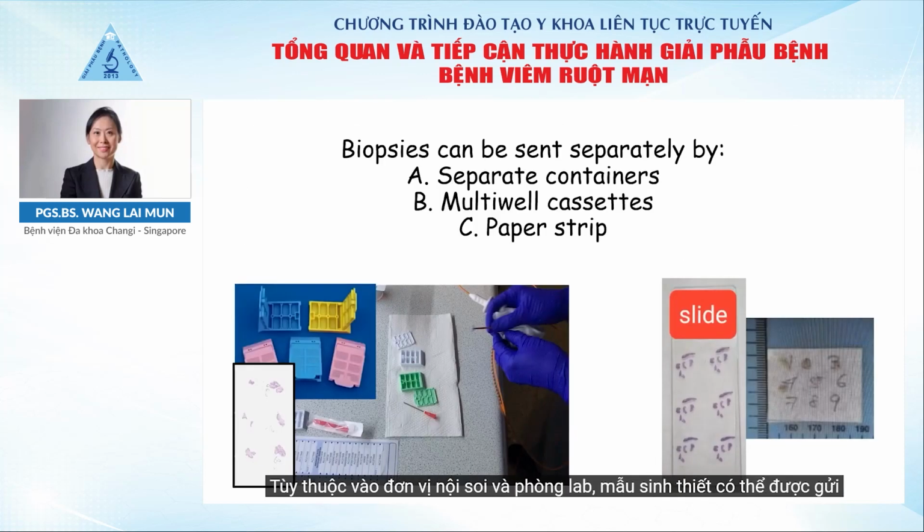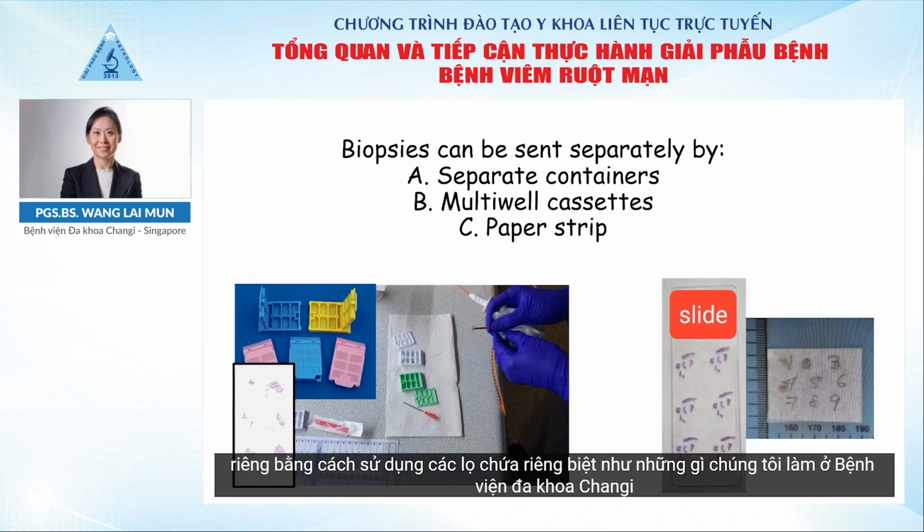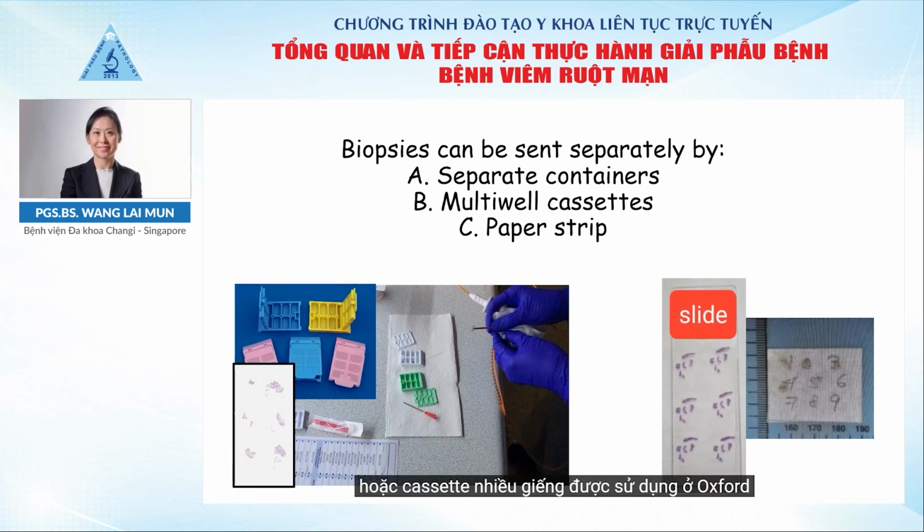Depending on the endoscopy unit and the laboratory setup, biopsies can be sent separately using separate containers, like what we do in Changi General Hospital, or multi-well cassettes, which is what is used in Oxford, or the paper strip method.